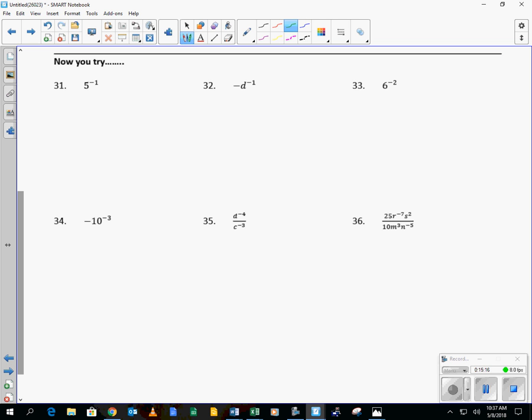And time's up. Here we go. 5 to the negative 1 is simply 1 over 5. Negative d to the negative 1. The negative stays up top. The d drops to the denominator. 6 to the negative 2. That would be 1 over 6 squared. 6 squared is 36. So we have 1 over 36.